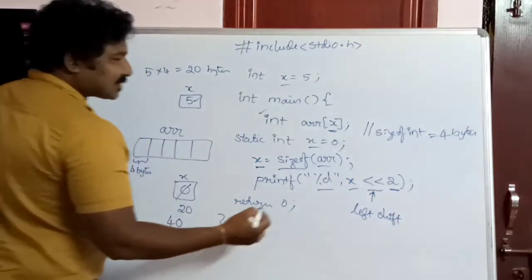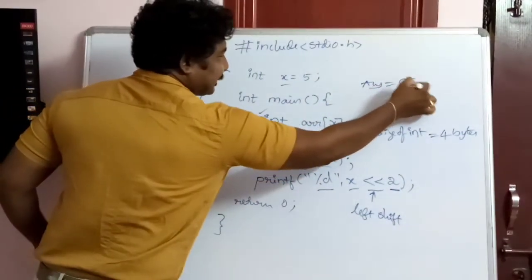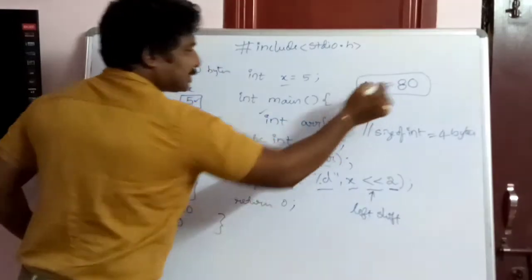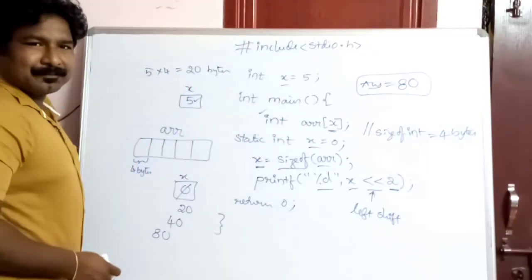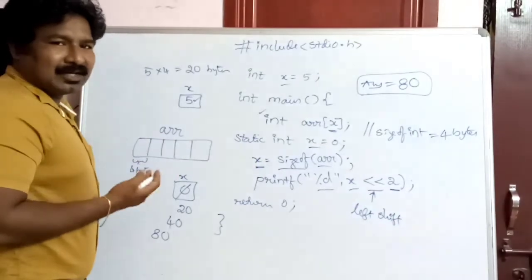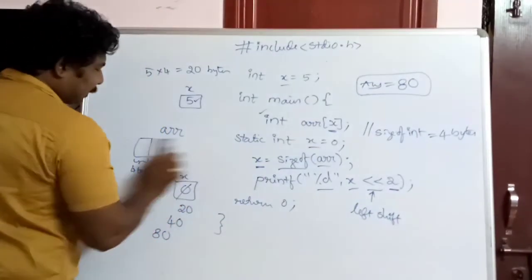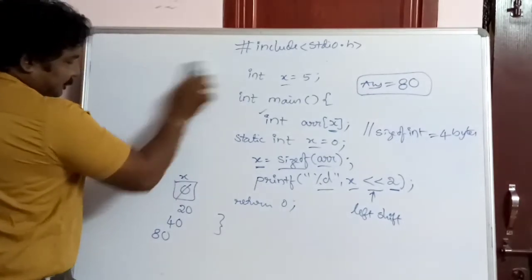So here the answer is 80. This is the output, friends. So the answer is 80. Maybe you may have a doubt about how my value gets doubled. For that I want to show you something. Just look at this.